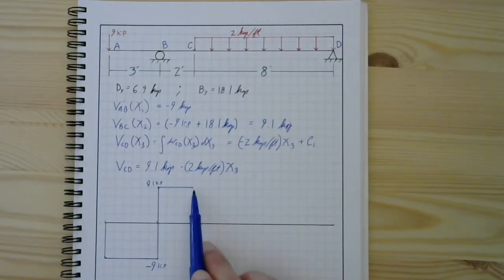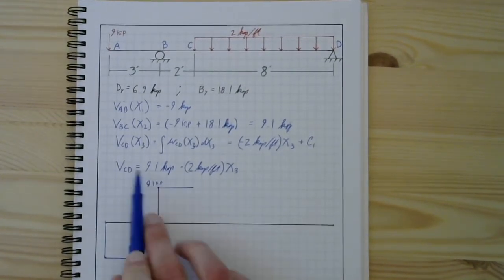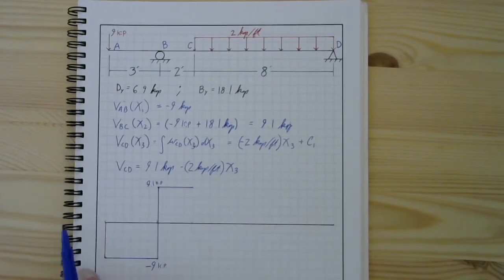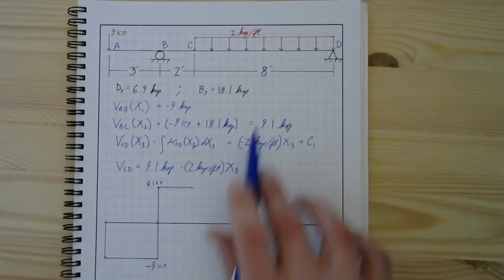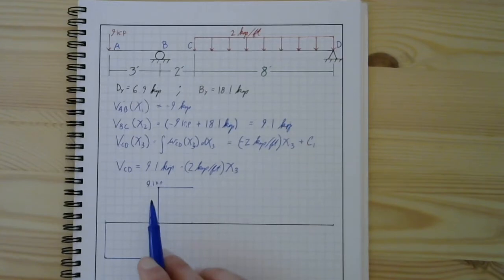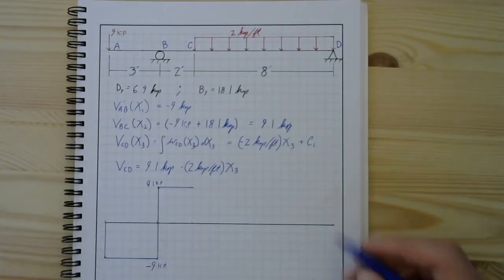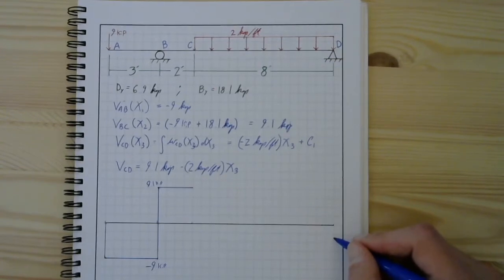And from here, it's going to descend at a rate of 2 kips per foot. It's going to be linear, right? This function right here is linear. And so we're going to end up at 9.1 kips minus 2 times 8, which is minus 16. So we're going to end up with negative 6.9 kips. So that's going to be, let's see, at 4. It's going to be around there.